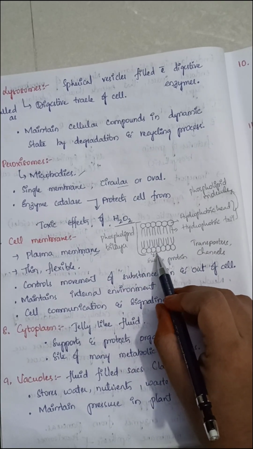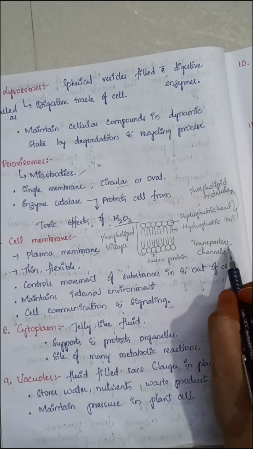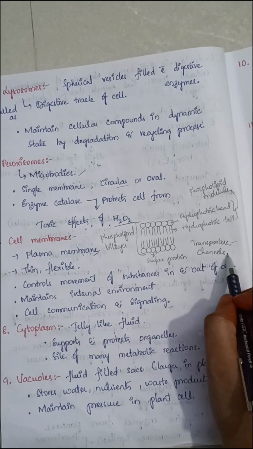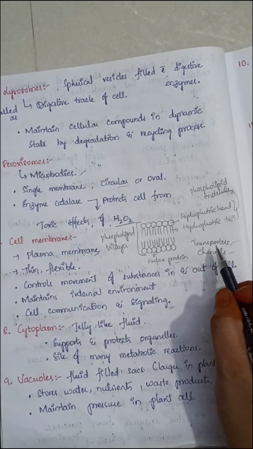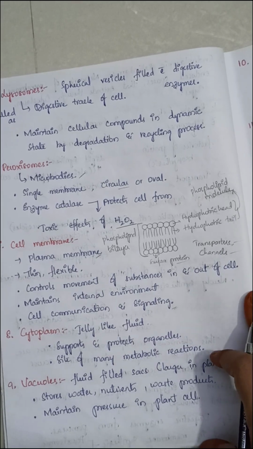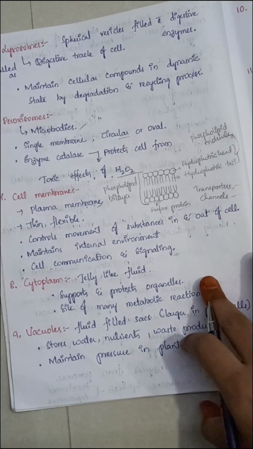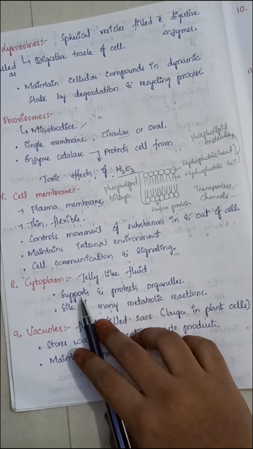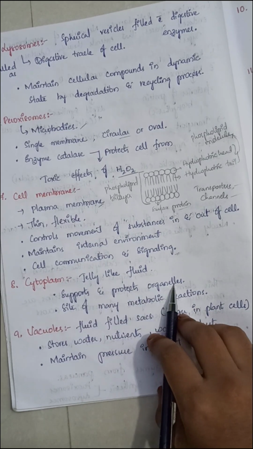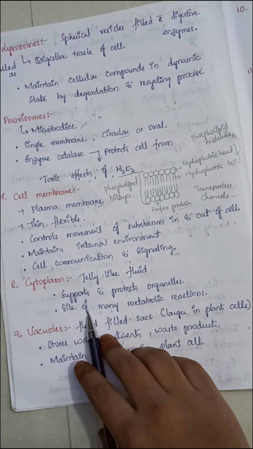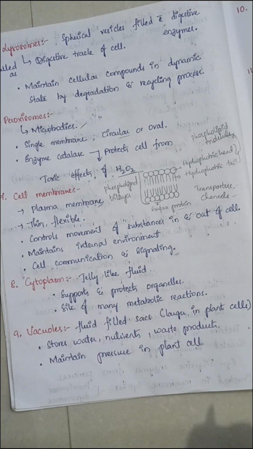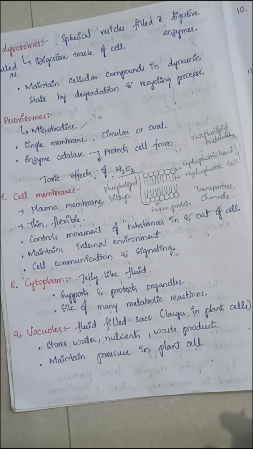And you have many transporters, specific transporters, channels, surface proteins, etc. on the cell membrane. Then coming to cytoplasm. What is cytoplasm? It is a jelly-like fluid which supports and protects the organelles in the cell. It is the site of many metabolic reactions, where many metabolic reactions take place.